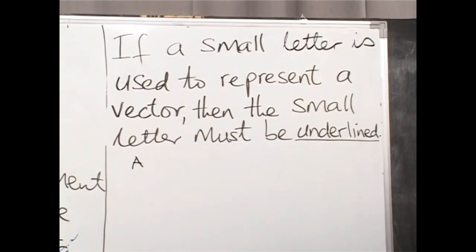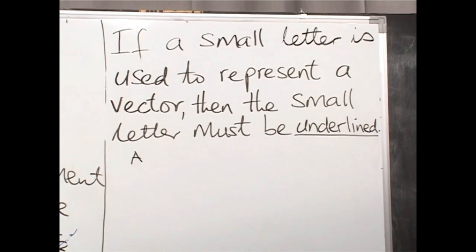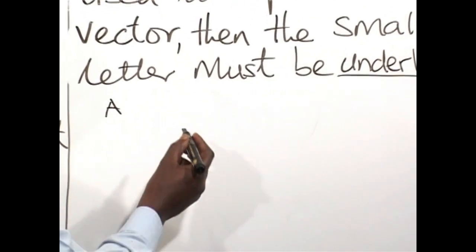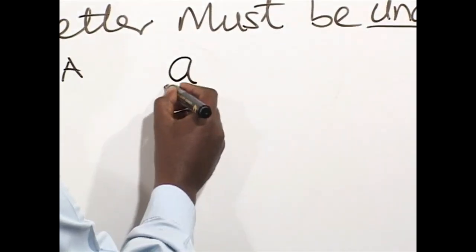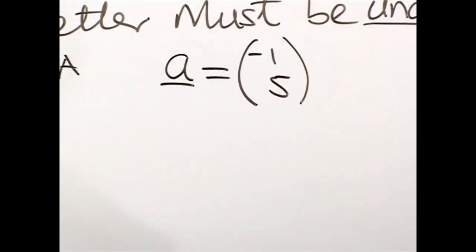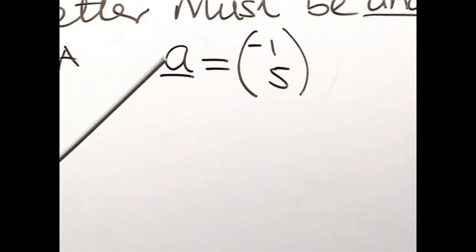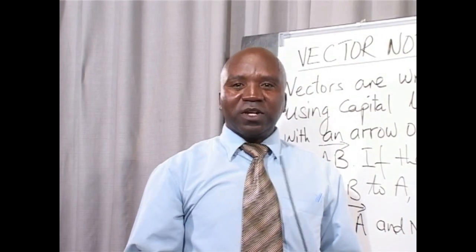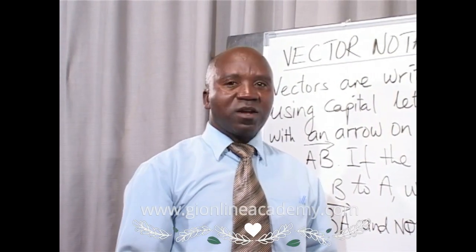By small letter, I don't just mean you make the capital letter look small. No. By small letter, we mean the lowercase letters, the opposite of capital letters. So if I write vector A equal to -1, 5, vector A is underlined. Why? This is to differentiate the ordinary letter A, or the algebraic letter A, from the vector A. The vector A is underlined.